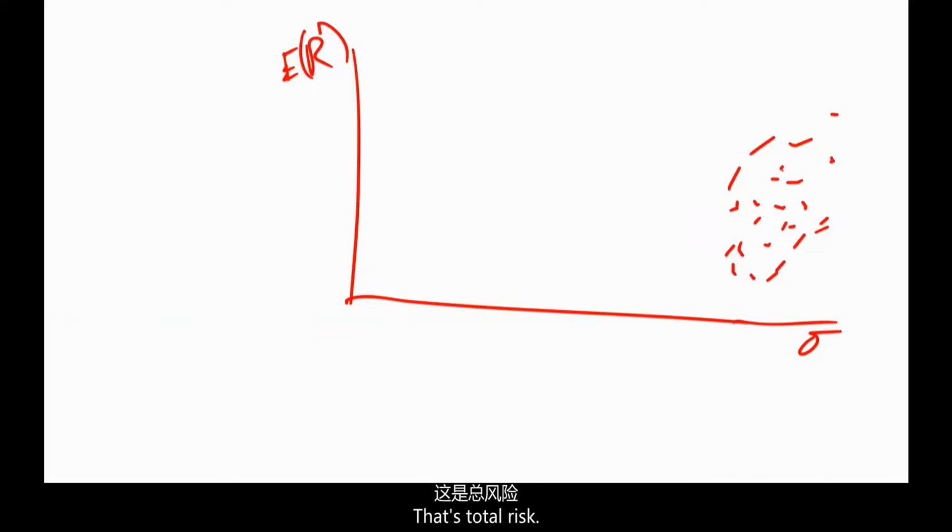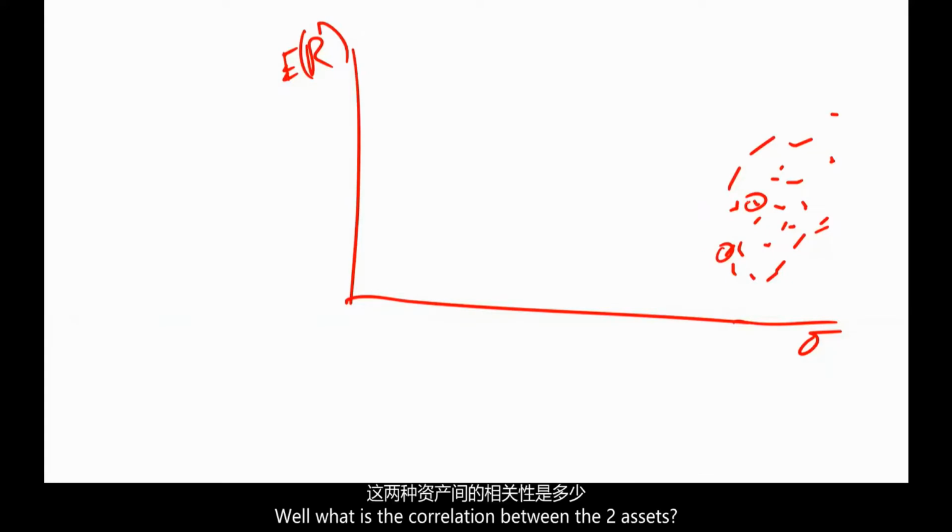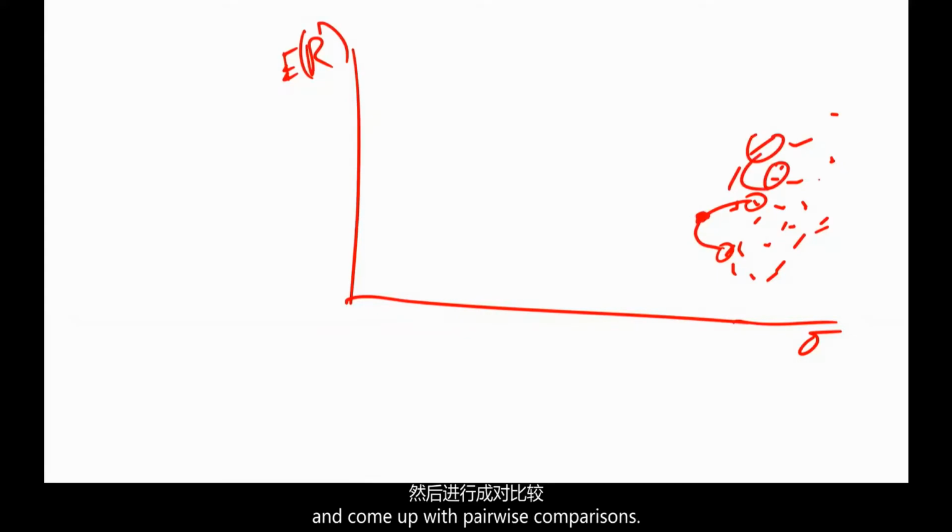So that's total risk. Well, then he said, let's randomly choose two assets and combine them into a portfolio. Well, there's two assets. I circled them. What is the correlation between those two assets? I don't know, but I know it's less than perfect positive, right? So we're going to get some Boeing effect here in this portfolio. So if we combine them into a portfolio, we're going to get a better option. And we do that with all of these things and come up with pairwise comparisons.